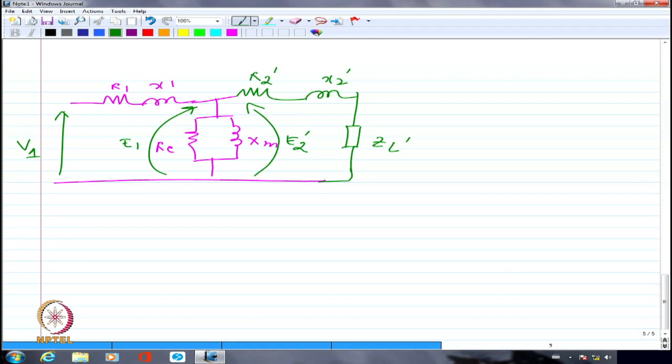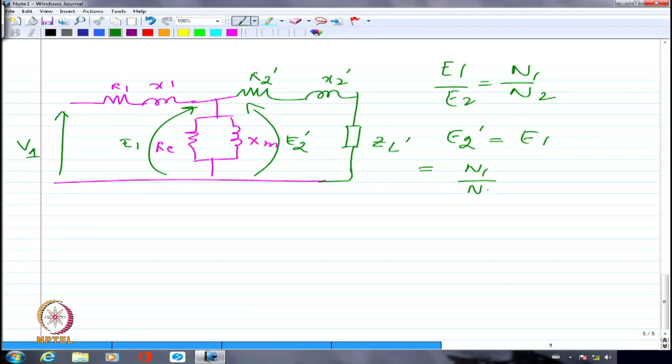E2 dash is actually E2 multiplied by N1 by N2. Everywhere you put the turns ratio. Basically what we have is E1 by E2 equal to N1 by N2. Right? So I am going to write this E2 dash is actually the same as E1. Both of them are the same. So how can I say that? It is because it is N1 by N2 into E2. I am transferring over the secondary voltage on to the primary side. So we will continue from this point onwards in tomorrow's class.